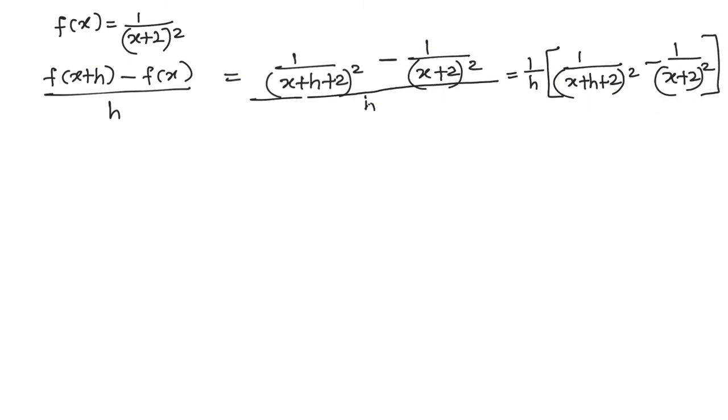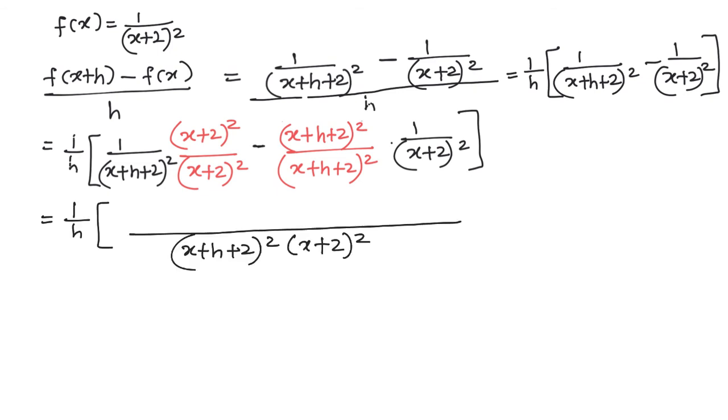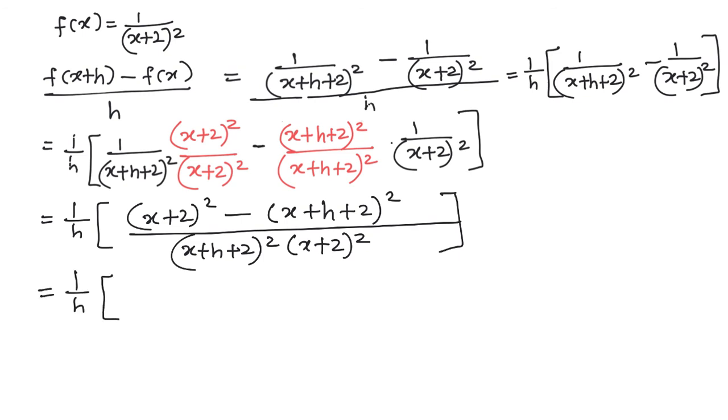We can simplify this by making the denominators the same. So the denominator should be the LCD. So this one we need to multiply the top and bottom by x plus 2 whole square, and this side you need to multiply top and bottom by x plus h plus 2 whole square. Now you can see the denominators are the same. So you can write under one common denominator. Now expand and simplify the numerator.